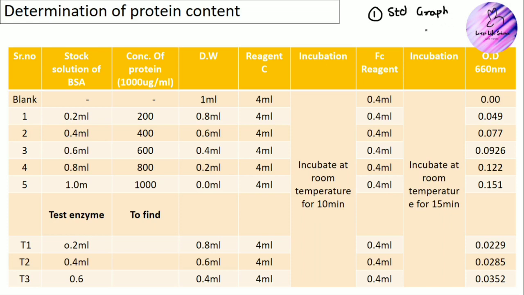Okay, through the standard graph you are going to get your slope. So you can follow this protocol for your standard graph. And the second graph is for the unknown concentration of protein, which means how much concentration of protein is present in your reaction tube.